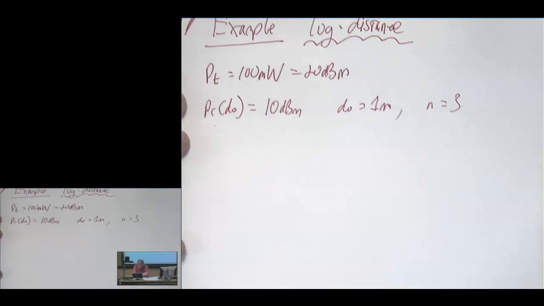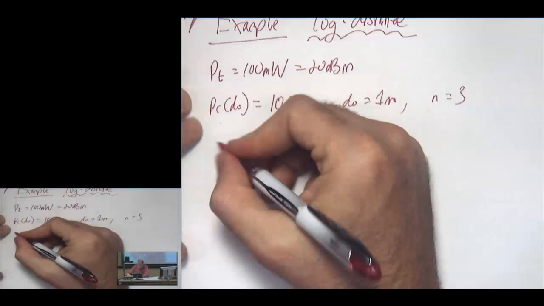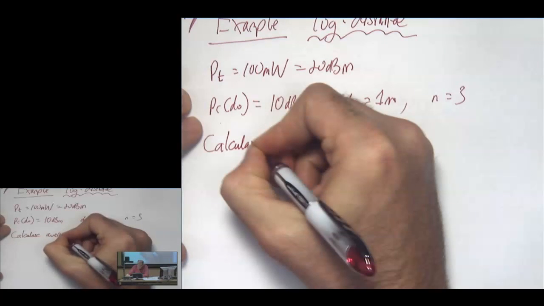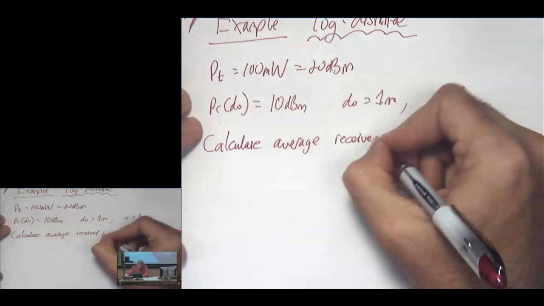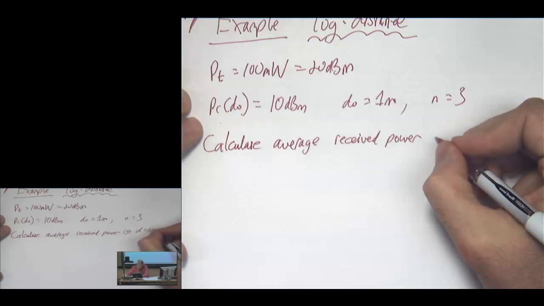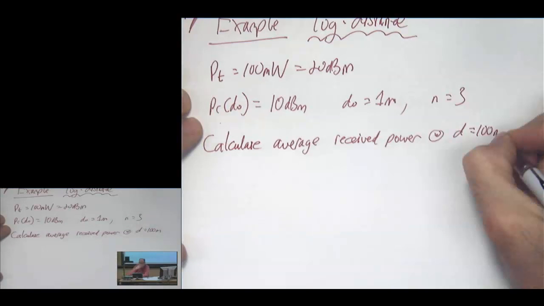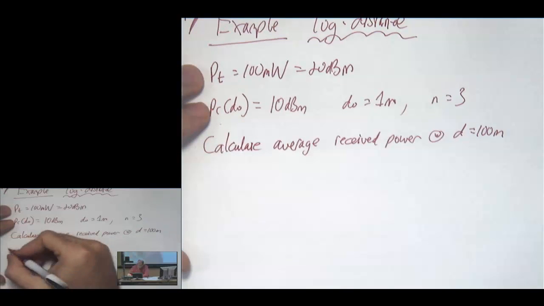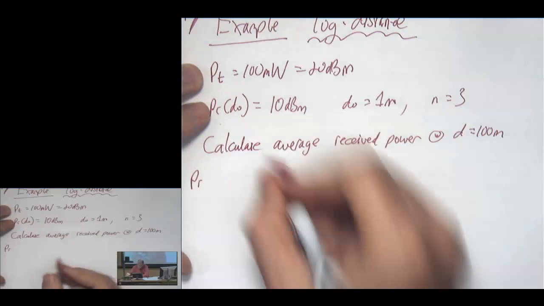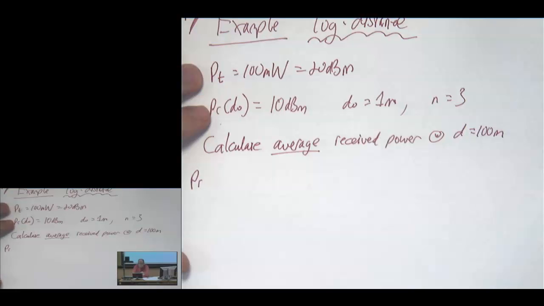So let's go through some of the calculations here. So first thing that you might want to do is calculate the average received power at 100 meters. Now this seems like something reasonable. On average, 100 meters away, what's my power? So I'm going to use the log distance model here. So now I'm calculating the average here. So I'm not including that large-scale fading, that Gaussian random variable, because that's zero mean, so I don't need it.